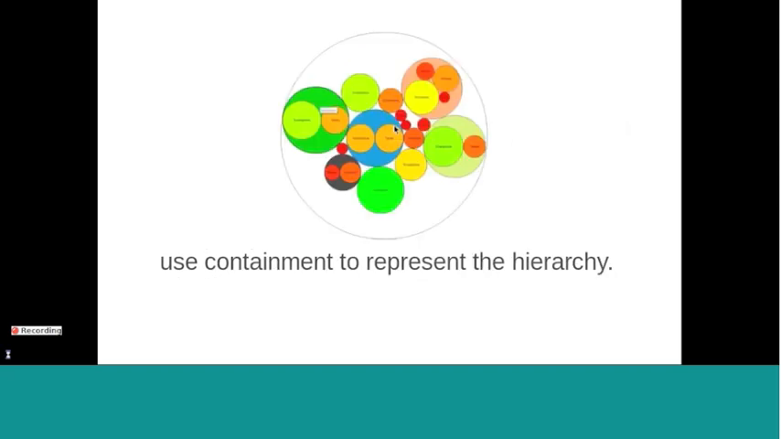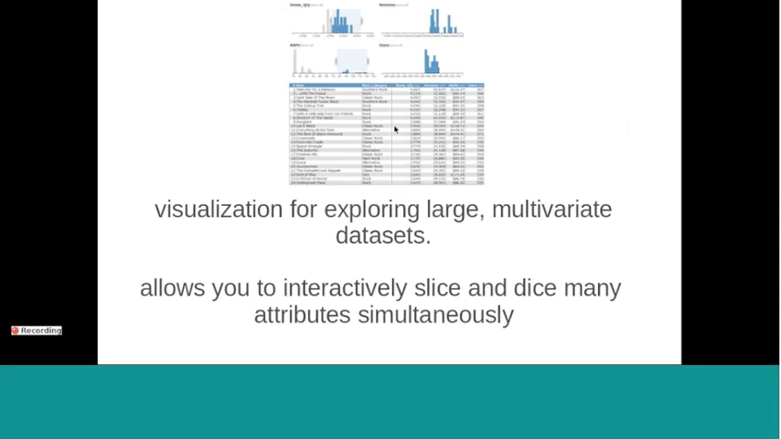Then we have the packed circle. It's also getting very famous with the Pentaho structures and the reporting done by different business users. It uses containment to represent hierarchies. Then we have cross filters. Cross filter is a visualization for exploring large multivariate data sets. It also allows you to interactively slice and dice many attributes simultaneously.